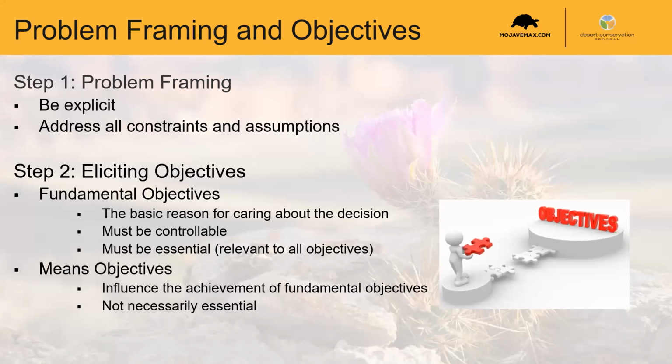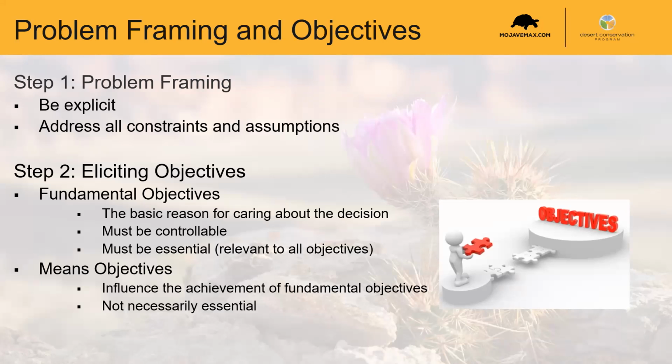So as far as those steps go, the first step is obviously problem framing. Problems should be framed as decisions to be made instead of saying we face competing interests between public and conservation goals for managing this property. It's better to say, how do we optimize the management of this property given multiple and competing objectives? So you're trying to be explicit and address all constraints and assumptions.